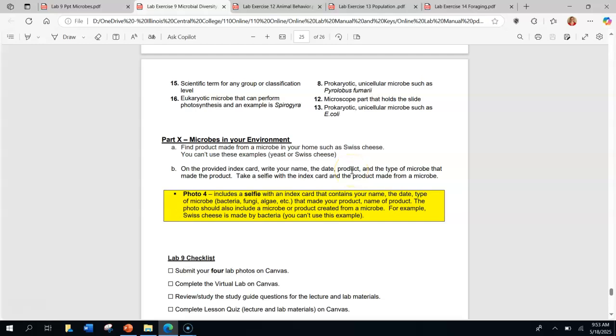So you're going to find something in your house, and we're going to use an example of Swiss cheese that was made by bacteria. And you can't use Swiss cheese because that's what I'm using for an example. So something in your house that was made by a bacteria. There's lots of options. And the type of bacteria that made it. So on your index card, you're going to have your name, the date, the name of the product, so Swiss cheese. And in this case, bacteria, because that's what made the Swiss cheese. So you're going to hold up your index card and the product with your selfie. And that is going to be photo 4.